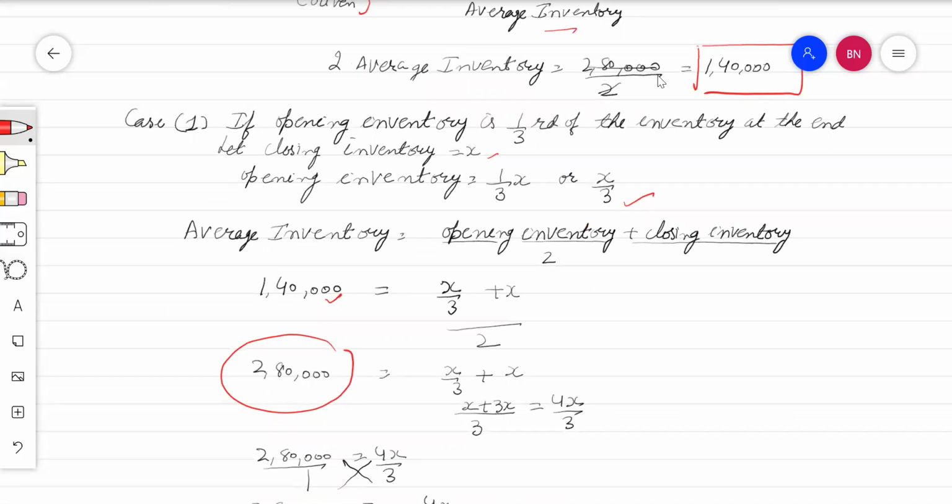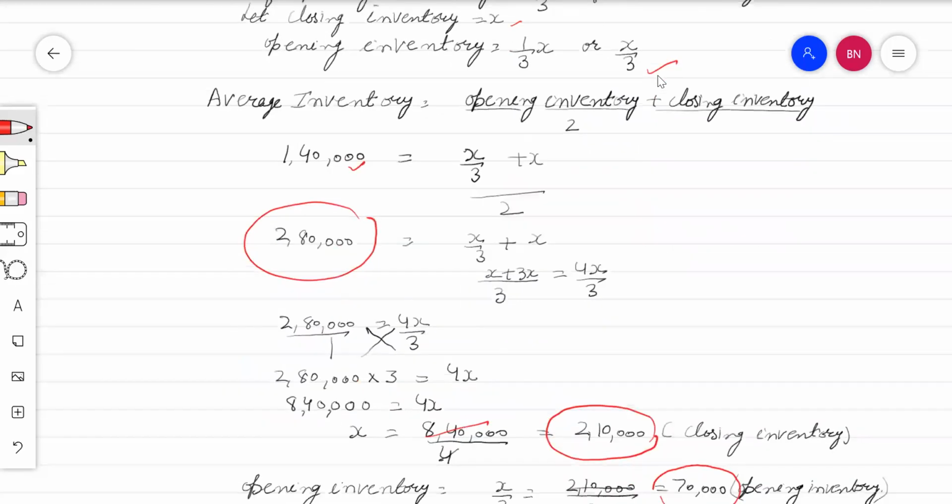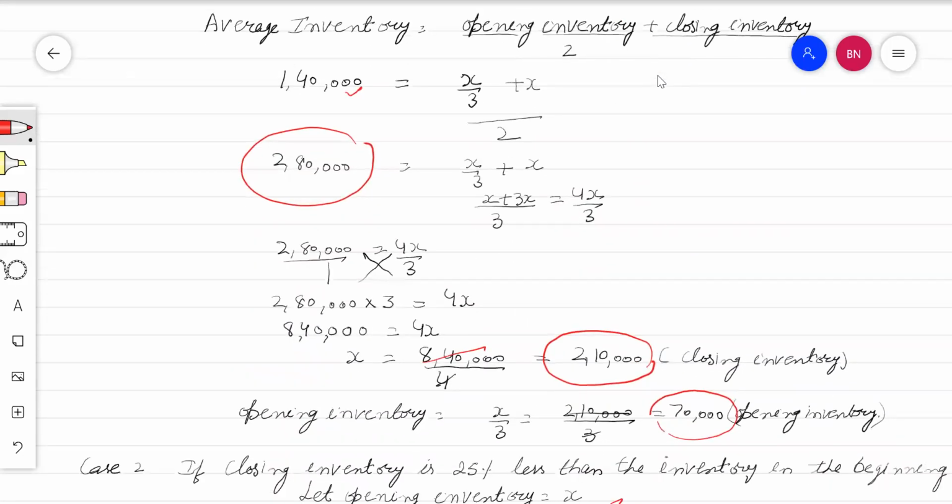1,40,000 into 2 is 2,80,000, and after solving, X upon 3 plus X is 4X upon 3. After cross multiplying, 2,80,000 upon 1 is equal to 4X upon 3. 2,80,000 into 3 is equal to 4X, or 8,40,000 is equal to 4X, and X is equal to 8,40,000 upon 4. X is equal to 2,10,000, and opening inventory is X upon 3, 2,10,000 upon 3, which is 70,000.